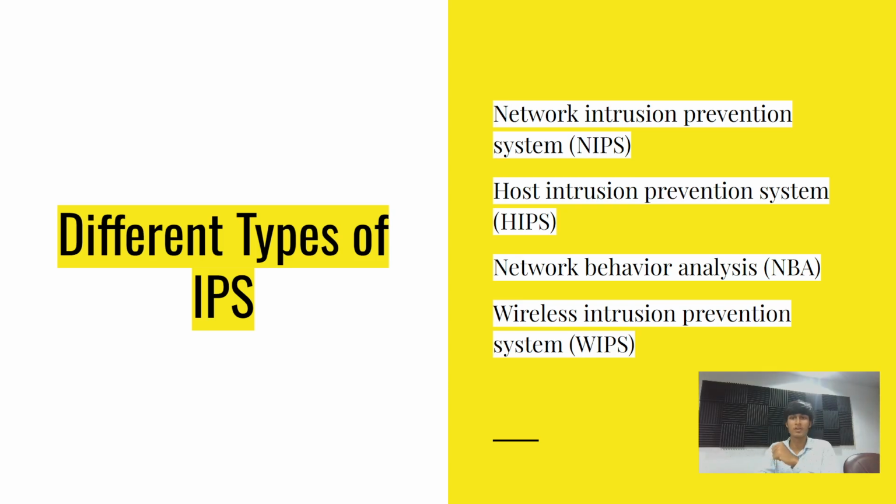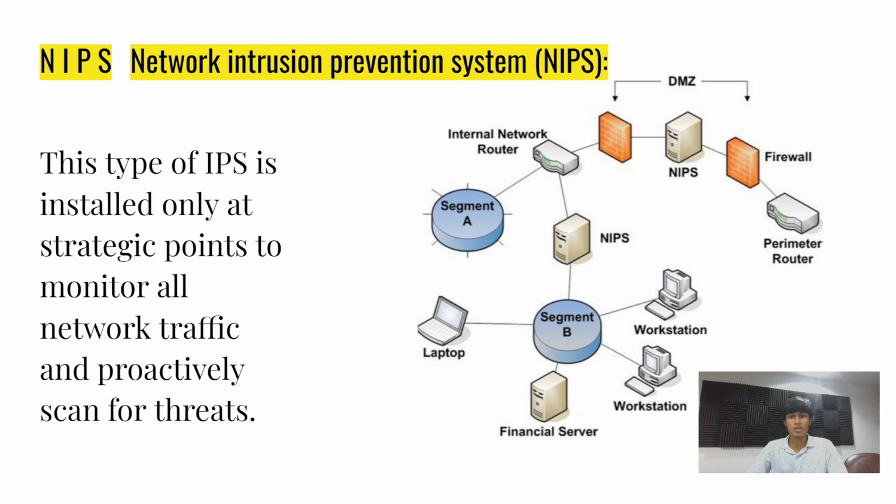Then there are different types of IPS. There is network intrusion prevention system, there is host intrusion prevention system, there's network behavior analysis, and there's wireless intrusion prevention system. So this is NIPS, and you can see there's segment A, there's segment B, then there is a firewall, there's NIPS, then there's a router. This is how it works.